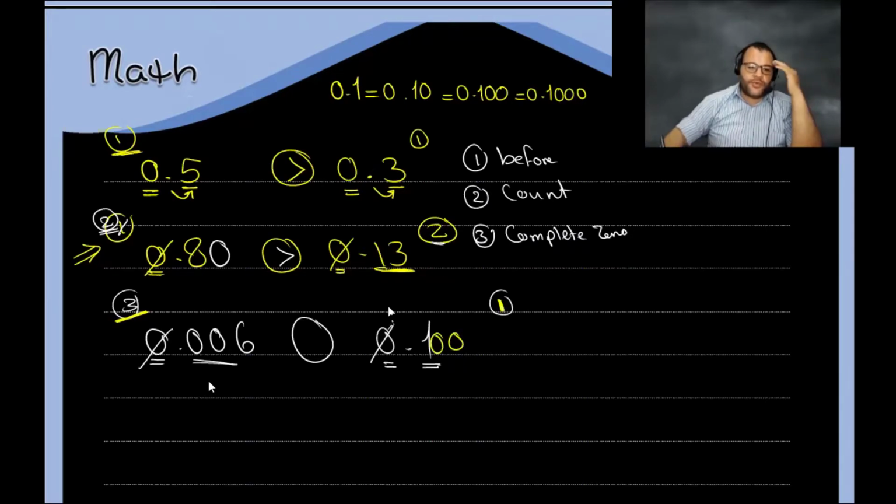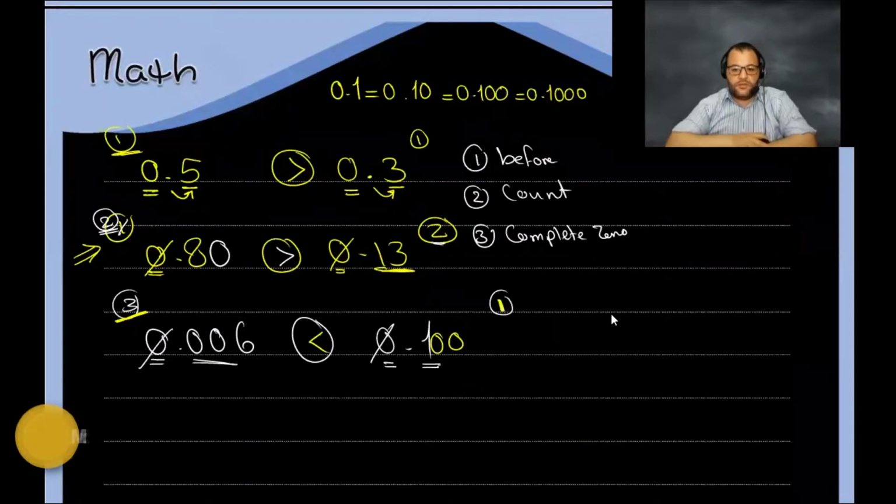Now we need to compare. We have 0.006 and 0.100. Which one is bigger? 0.100. You understand it now? Is it clear? Any problem for this one? No, thank you, Mister. Okay. Muhammad Amir, what is the question?